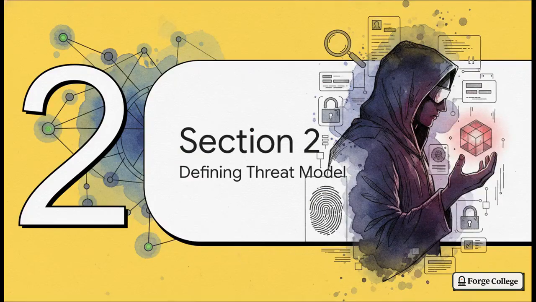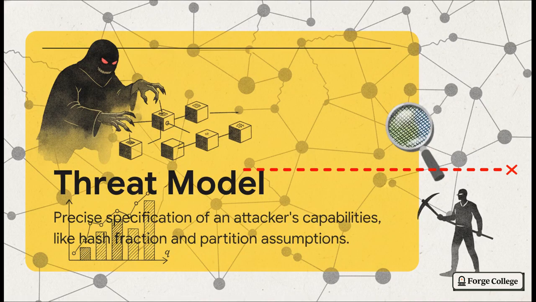Section 2. Defining the threat model. So, the crucial point is, if we're analyzing a network's security, we need to know exactly who we are defending it against. We have to create a suspect profile. A threat model is the precise specification of an attacker's capabilities. It explicitly states their hash fraction, which we mathematically refer to as Q, alongside any network partition assumptions. You simply cannot prove a network's security without stating exactly what you assume the attacker is capable of. Are they a small solo miner with, say, 5% hash power, or are they a state-sponsored actor with 30%? We have to draw that line in the sand.